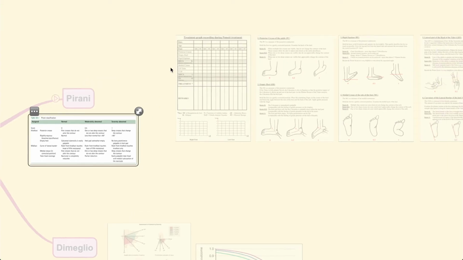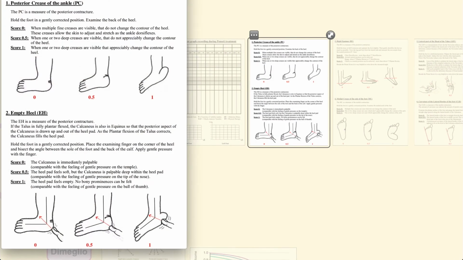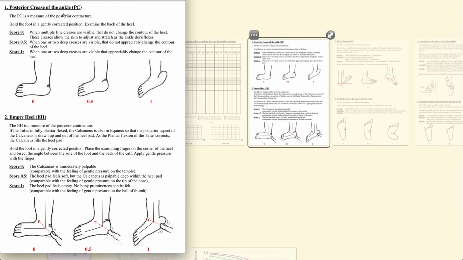Let's go over to the pictures here. We could see here that the posterior crease, or the PC score, goes from 0 to 1.